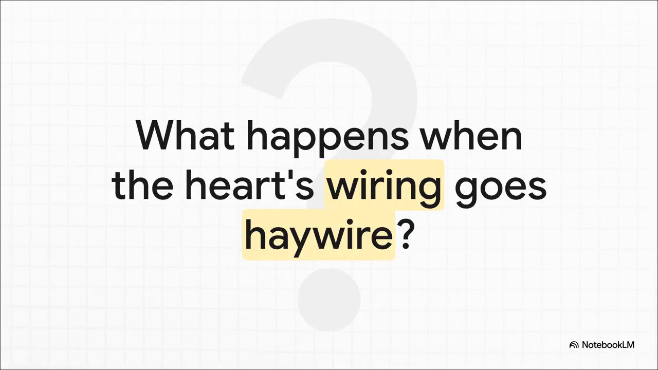But what happens when that wiring gets messed up? When it starts to short circuit. In the heart, we call these glitches arrhythmias. And these electrical problems can be anything from a harmless little flicker, that feeling of a skipped beat, all the way to a life-threatening power outage, like sudden cardiac arrest.